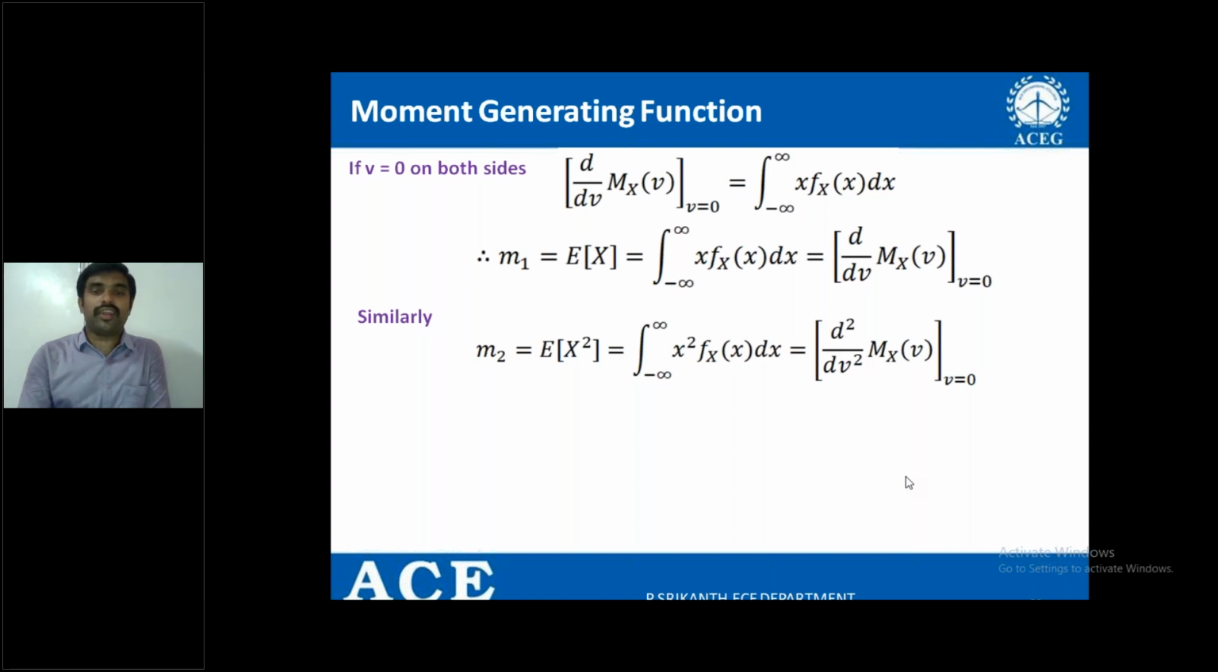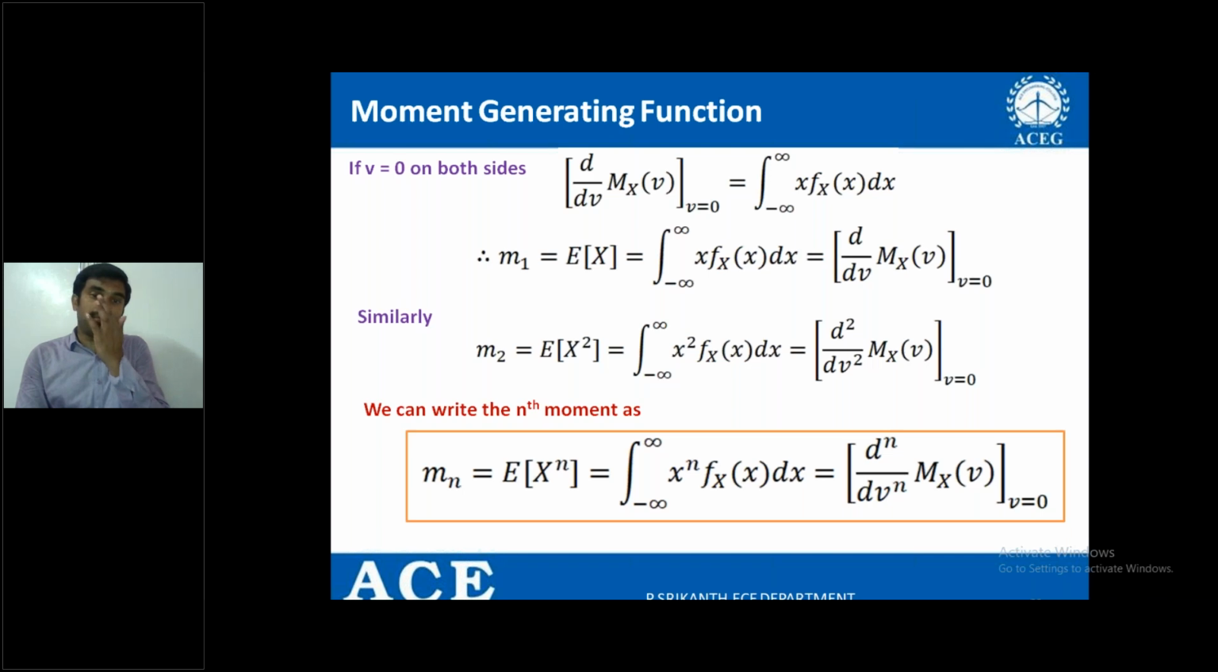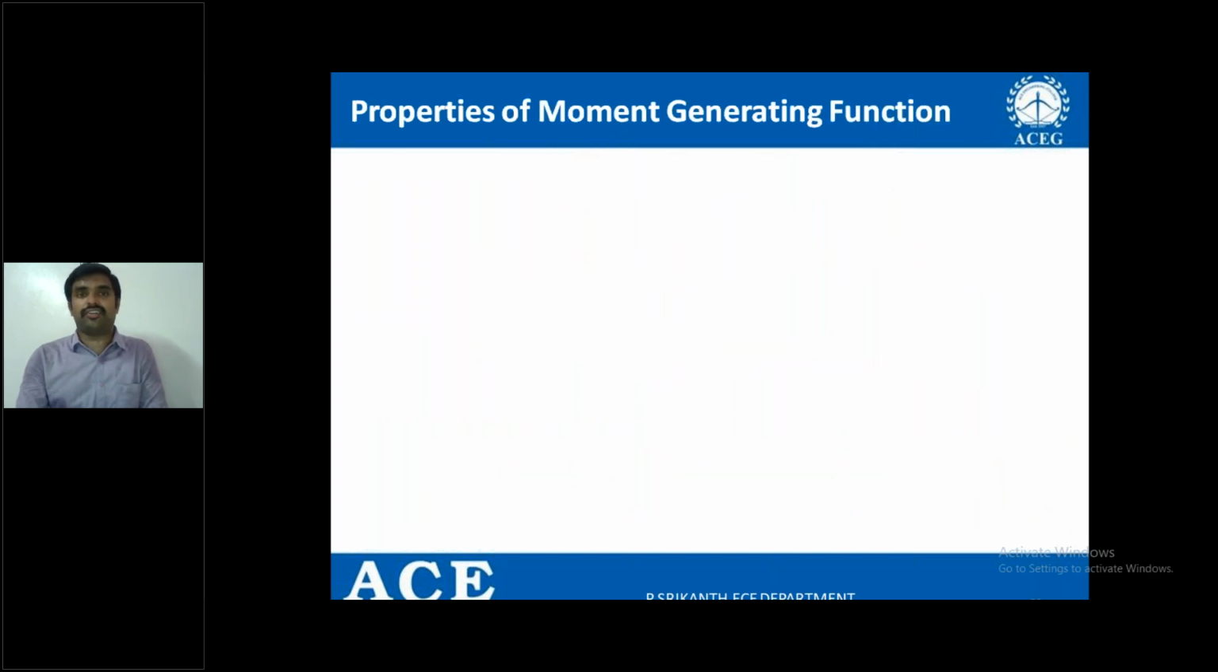when v equal to 0. And similarly the general term can also be taken, that is, the nth moment can be derived by using the moment generating function, right? That is mn equals d power n by dv power n of mx of v when v equal to 0, right? Clear? So this is the way to derive the moments by using the MGF, the moment generating function.